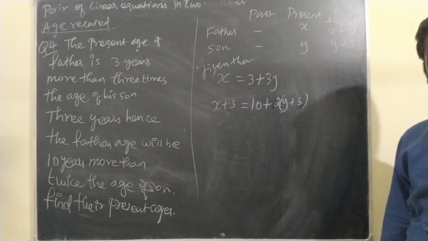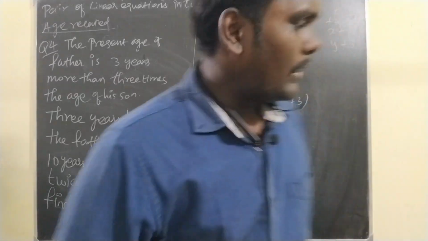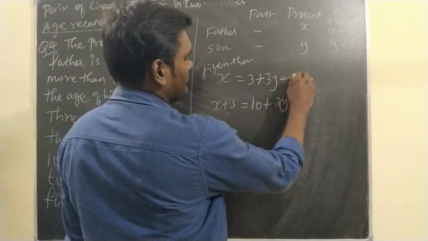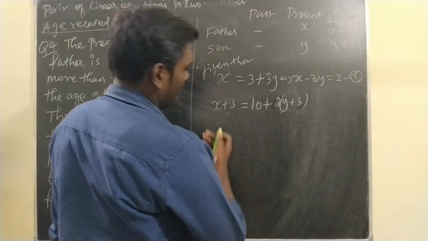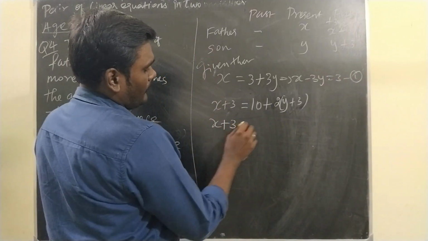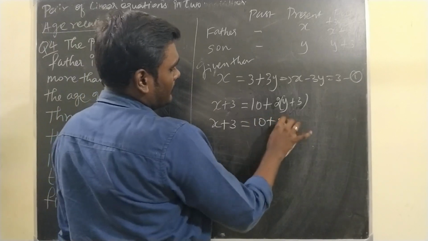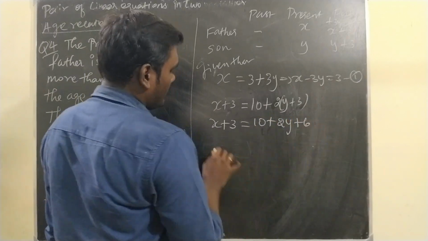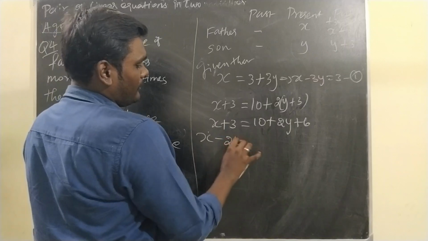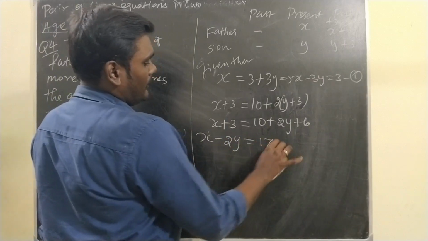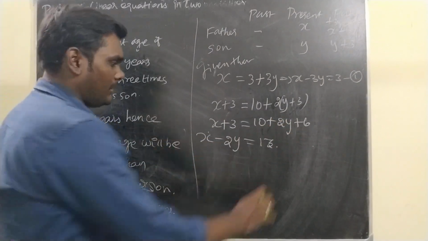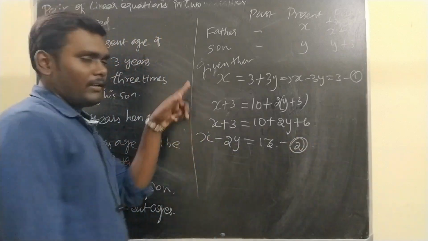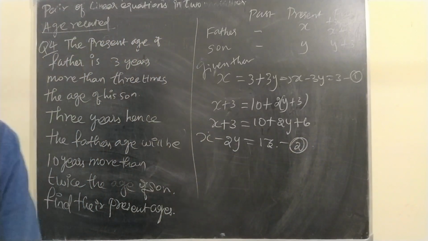Find their present age. Easy. What is our equation 1 from this? X minus 3y equals 3. This is equation 1. X plus 3 equals 10 plus 2y plus 6. So we have x minus 2y equals 13. That is equation 2. Now solve these equations and tell me what are their present ages.